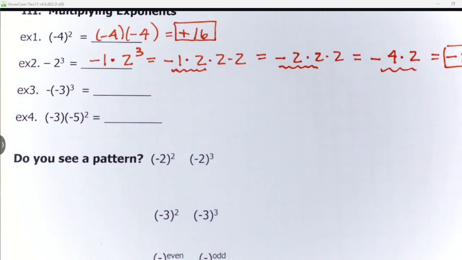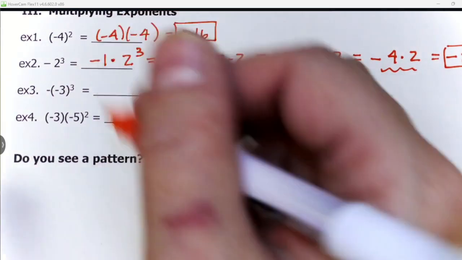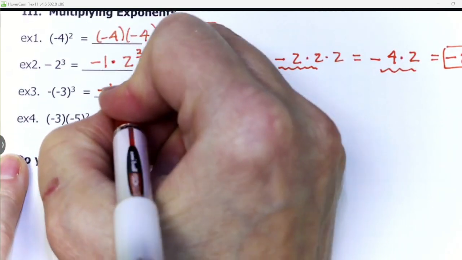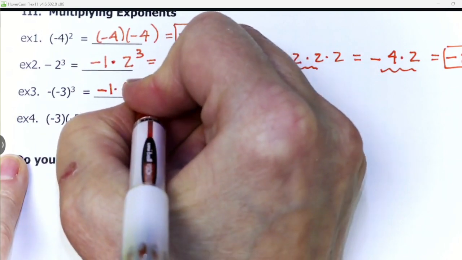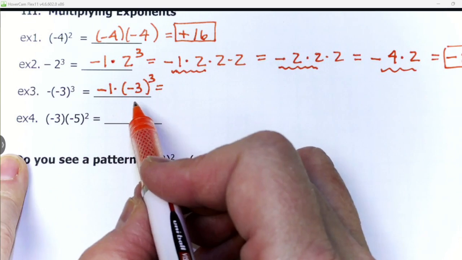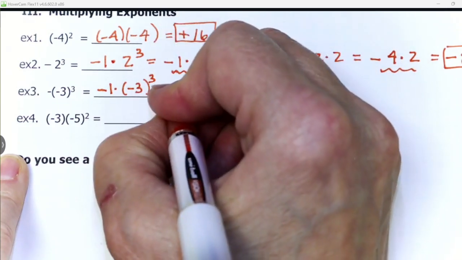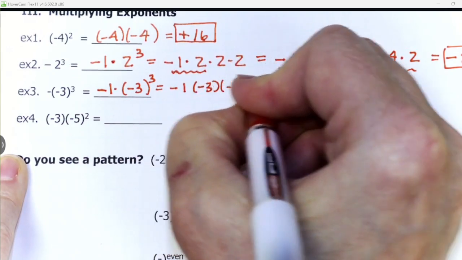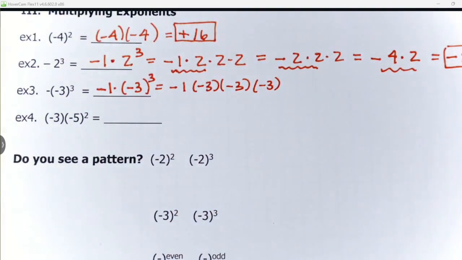All right, let's look at number 3. This one has a negative in front and in parentheses. So the negative in front becomes a negative 1, and it's being multiplied by negative 3 cubed. So this one's like number 1. The negative is inside parentheses. So when you cube it, it's going to be negative 3 times negative 3 times negative 3. The negative gets cubed with the 3.